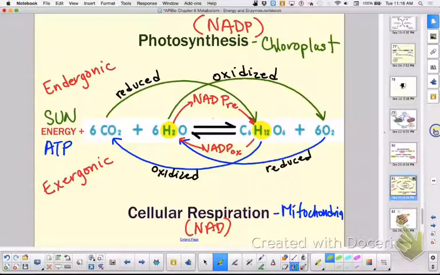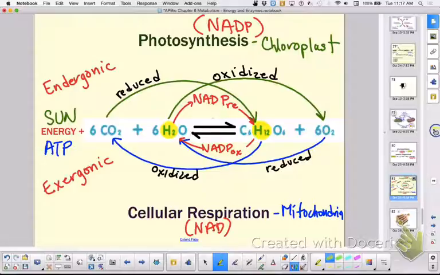Okay, so let's look at your notes on that part. Make sure we understand this. Chloroplasts and photosynthesis. Chloroplasts capture what kind of energy? Solar energy and convert it into chemical energy. Initially, ATP and reduced NADP are formed.